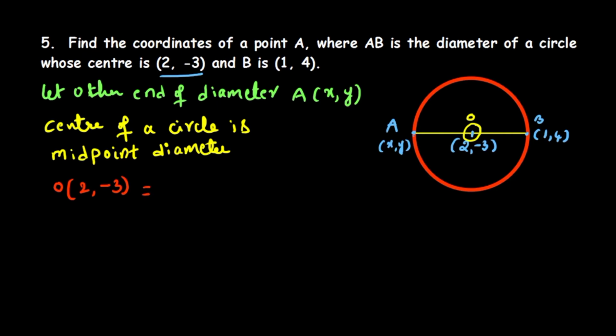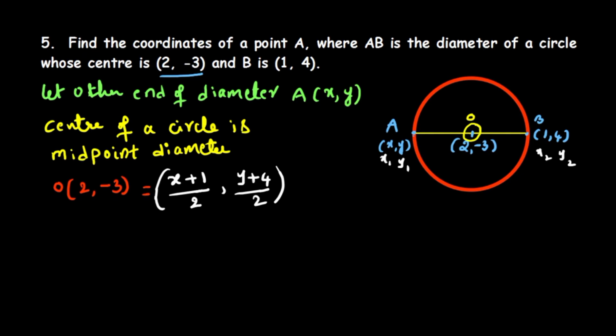One of the points is (x1, y1), and this is (x2, y2). Using the midpoint formula, (x1 plus x2) by 2, (y1 plus y2) by 2, we write here (x plus 1) by 2, and y1 plus y2 means (y plus 4) by 2. So don't get confused here. I'm writing the midpoint formula one more time.